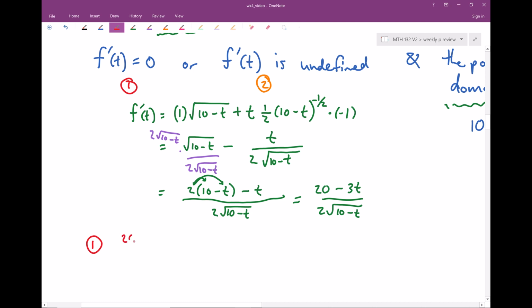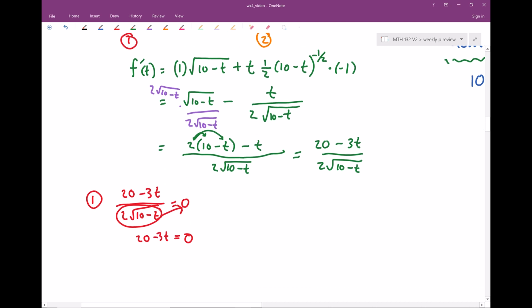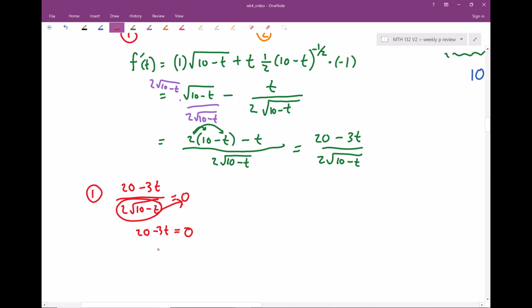So we have 20 minus 3t divided by 2 root 10 minus t. When is that equal to 0? So I could go ahead and cross multiply. Take that denominator, cross multiply up here. Well, 0 times anything is just going to be 0. So this is just going to give me 0 is equal to 20 minus 3t. Let's go ahead and add 3t to both sides. So I'm going to get 20 is equal to 3t.